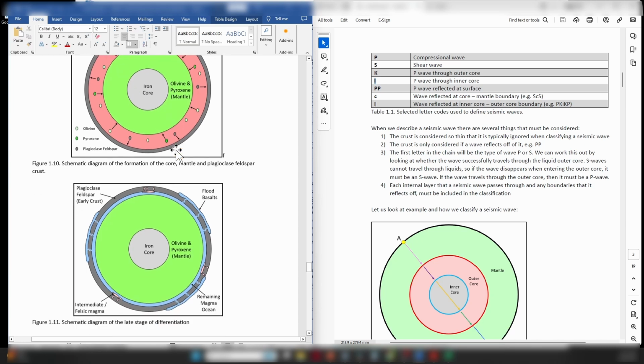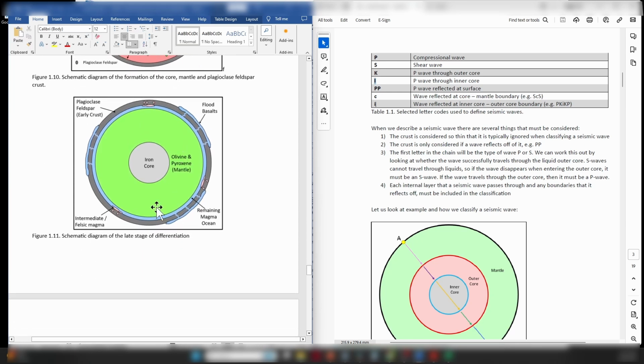And eventually we're going to end up with a situation like figure 111, where you can see we have our iron core, we have our big, thick olivine pyroxene dominated mantle, and then we have our outer crust. And then in blue here, we have the residual magma from our magma ocean, the stuff that's left over. It hasn't been turned into solid crystals yet. And by this point, our magma ocean is going to have a composition somewhere close to mafic.